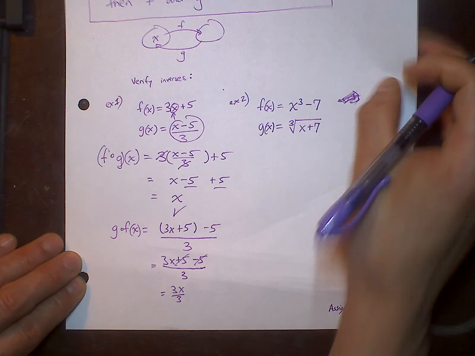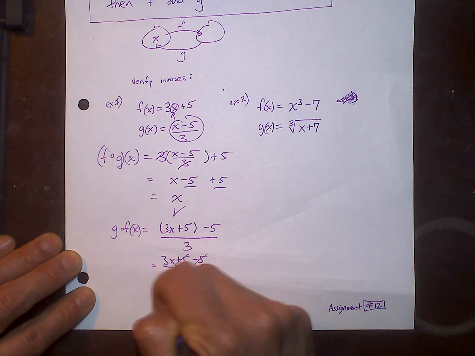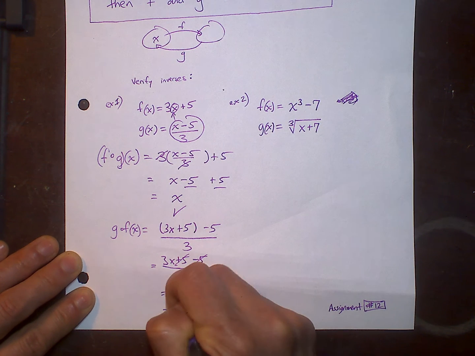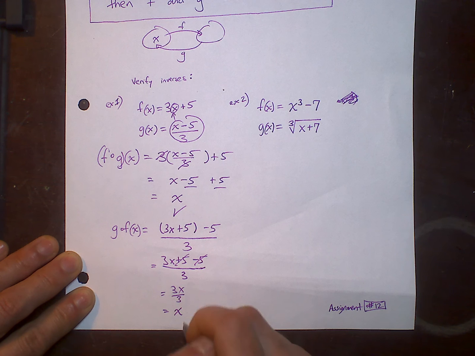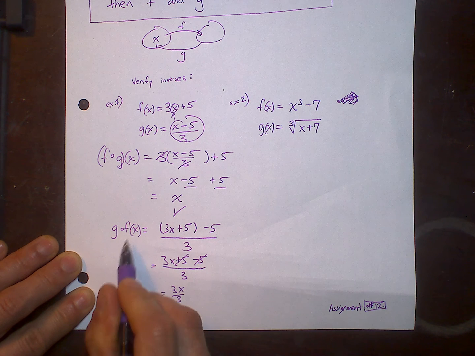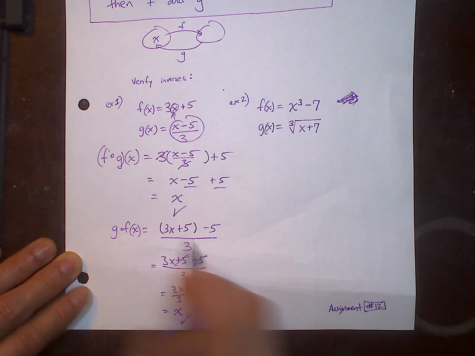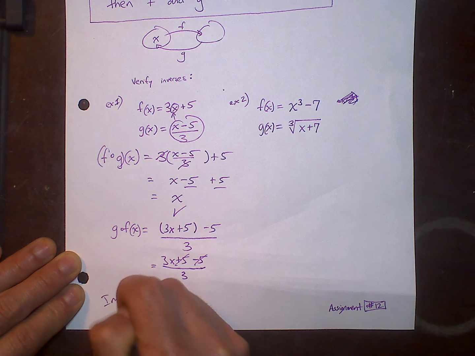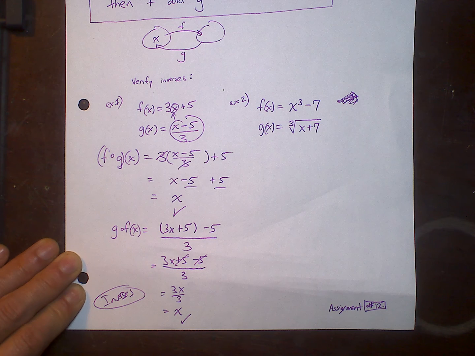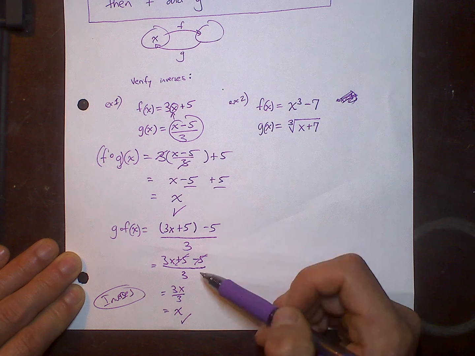Slide this up so you guys can see this. The 3's cancel, and I get what I knew I was going to get, what I started with, the original x. Okay, check, check. They are inverses. There we go. No surprise there. Showing the steps in that order.